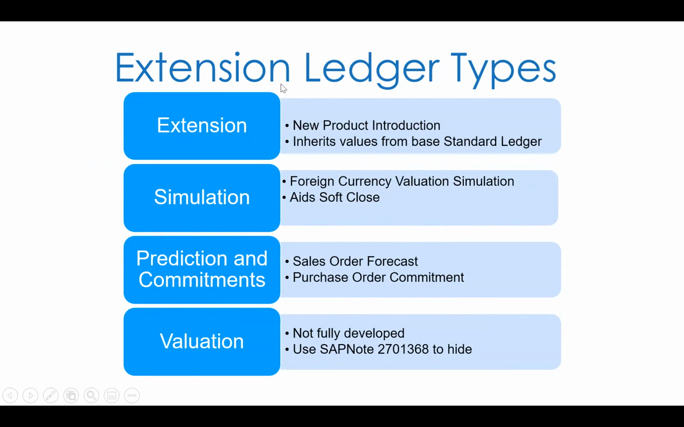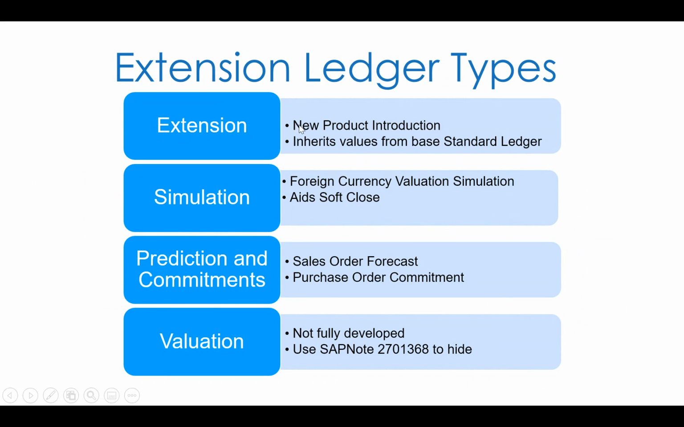So what are the extension ledger types? The first one, as I said, is this standard extension ledger. And how can you use the standard extension ledger? A very typical use for this is if you're introducing a new product into your company that you're going to produce and sell or buy and sell, and you want to know what is the impact on your financial statements if this product is introduced. Now, the product hasn't gone into full use yet, but you want a forecast or simulation of how your financial statements would look.